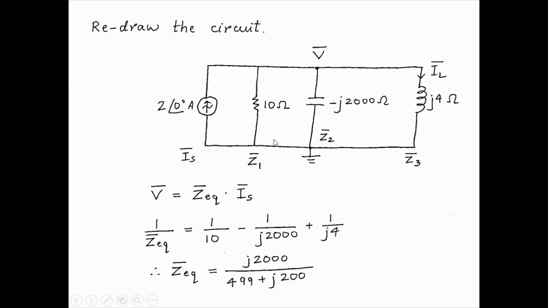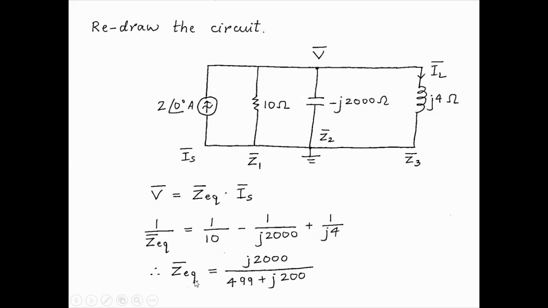Alright, so the next thing we do is we draw the circuit again. The circuit stays the same, the values become complex numbers. So we have 10 ohms, minus j2000 and plus j4. And now we analyze this circuit using all our circuit principles. So we want to find this voltage. So we say, well, there is a current and then there are three impedances in parallel with each other. If we call them Z1, Z2, Z3, then for the equivalent, 1 over Z equivalent equals 1 by R plus 1 by Z1 plus 1 by Z2 plus 1 by Z3. And so we can solve this and it turns out to be j2000 by 499 plus j200.